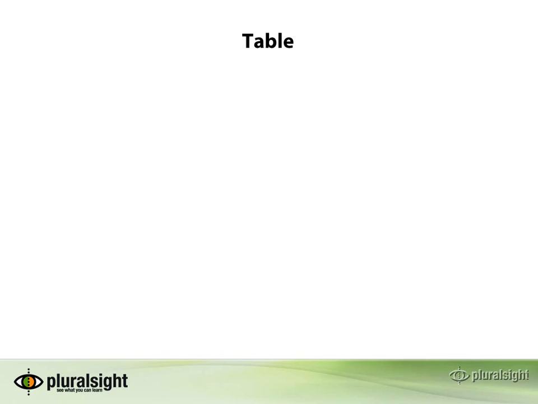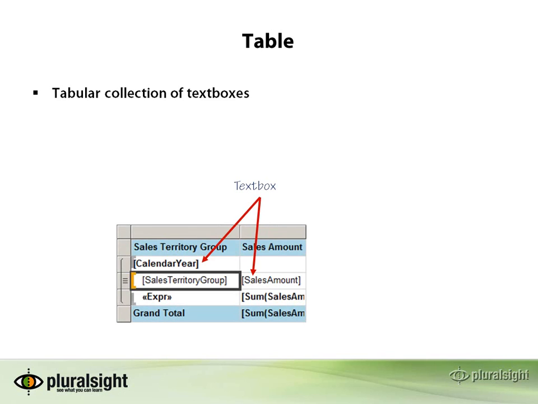Now let's take a closer look at each of the data regions that you'll work with in reports. We'll start with a table because it's the most commonly used region. A table is quite simply a tabular collection of text boxes.